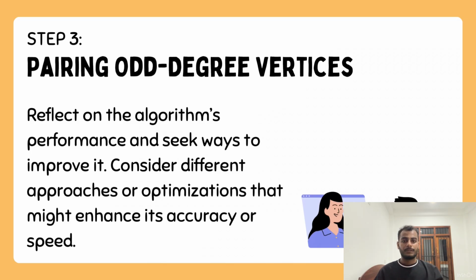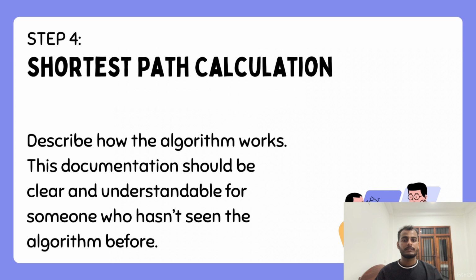And step 4. The shortest path calculation. Now comes the critical step. We need to find the shortest path between all the paired odd degree vertices. The goal is to minimize the distance added when pairing vertices. This can be done using algorithms like Dijkstra's algorithm and the Floyd-Warshall algorithm, which help us find the shortest path between two vertices in a weighted graph. Once the shortest paths are calculated, we can add these paths to the graph and then traverse it to get the solution to the Chinese Postman problem.